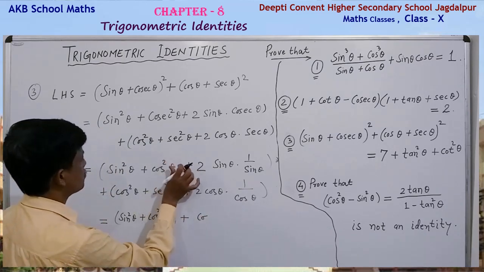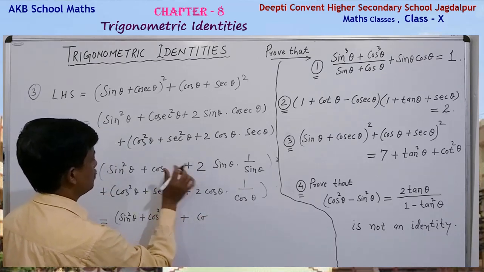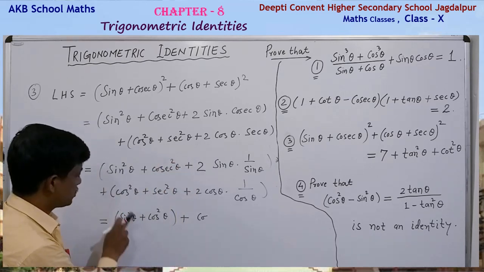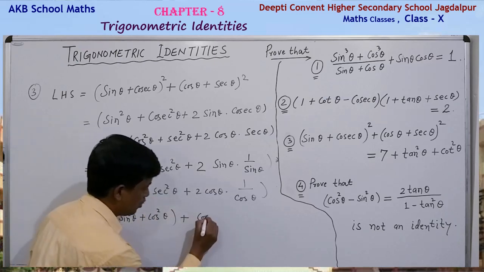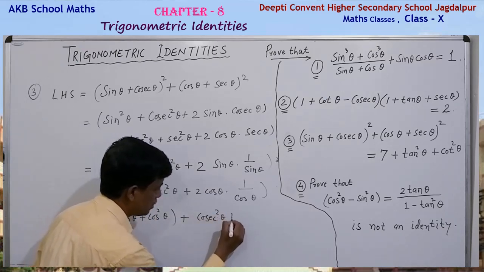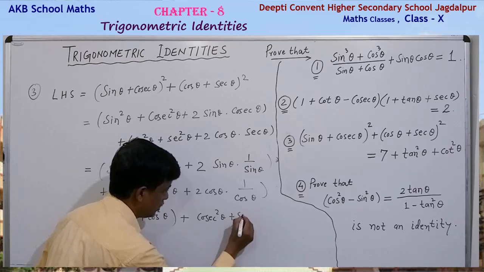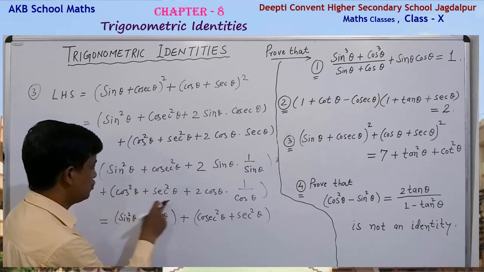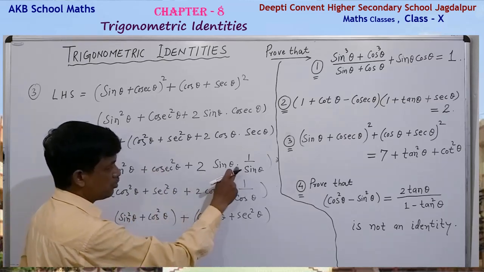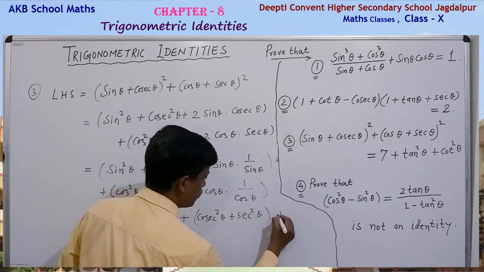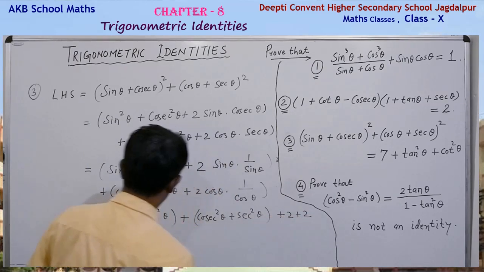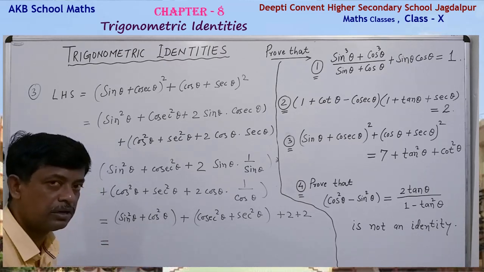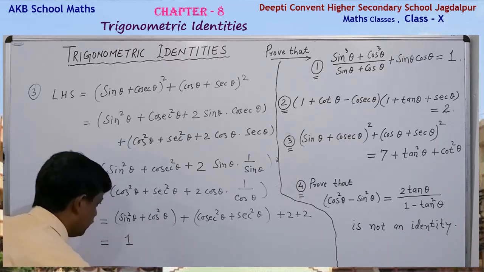Sorry, this is cosec square theta. Cosec square theta. Okay, so sin square plus cos square, and cosec square theta plus sec square theta. Combine these two. Plus sign is there, so this is 1. So 2 plus 2, 4. We can write 2 plus 2. Now we know that sin square theta plus cos square theta equals what? 1. So this is equal to 1.